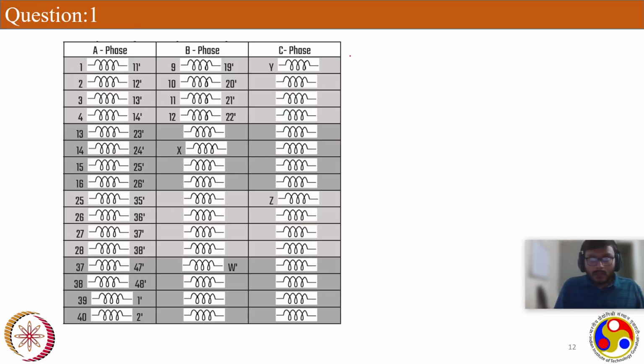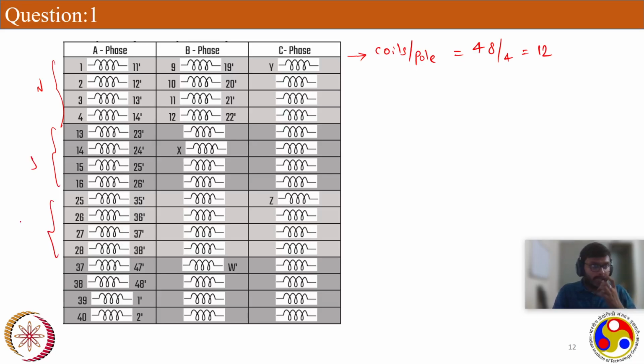Yeah, so we found that our coil is short pitched. Coils per pole: my machine is a 4 pole machine and I have 48 coils, so coils per pole is 12. Now if you also check from the diagram, per pole, I have a 4 pole machine, right? So see, this one is north pole, this one is south pole, and this one will be again north pole, and this one will be south pole. These are the 4 poles.